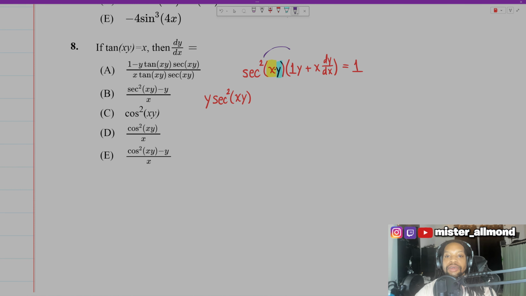I guess I should draw arrows. That is my first arrow. And then here's my second arrow, which is going to be, how do I want to write this? I'll go plus, and then I'll go x secant squared of xy dy dx equals 1.